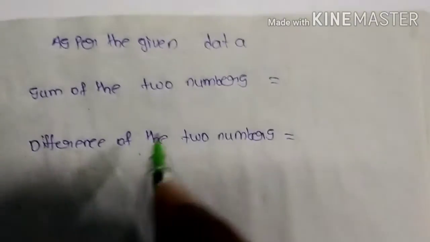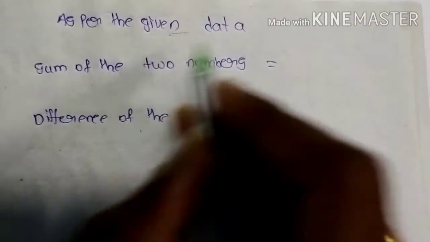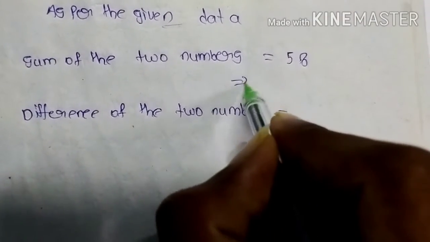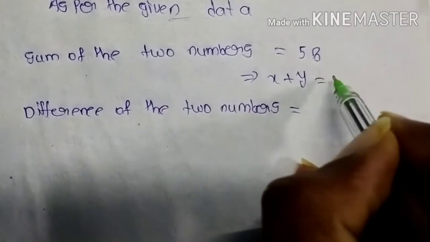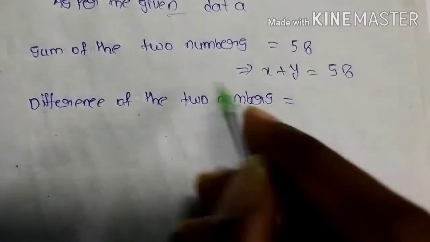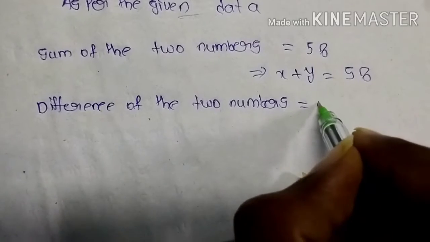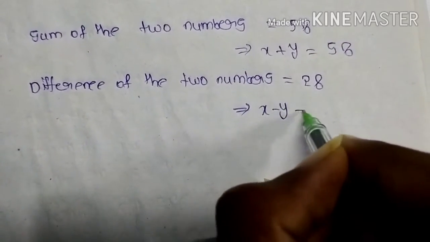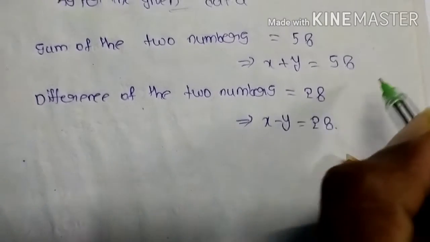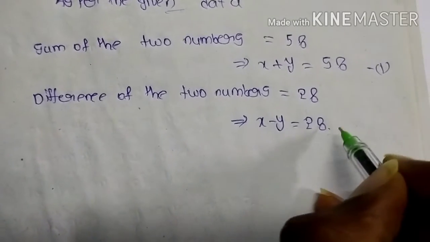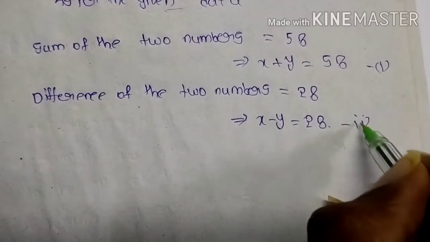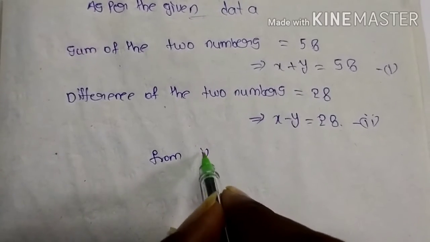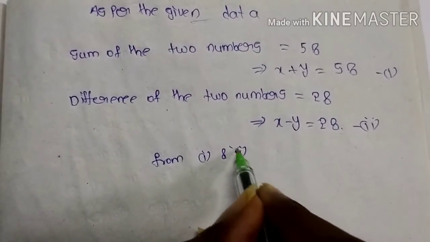See, as per the given data, sum of the two numbers is how much? 58. That means you can write here x plus y is equal to 58. Okay, next one. The difference of two numbers is 28. Yes or no? That means you can write here x minus y is equal to 28. Now I am taking, this is first one, this is second one. You can take here from 1 and 2. How can I write?